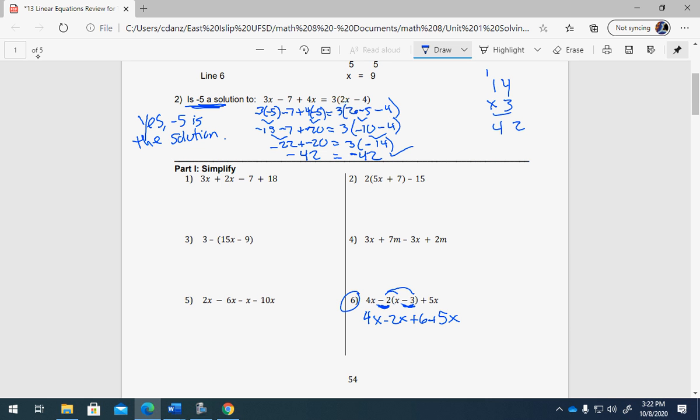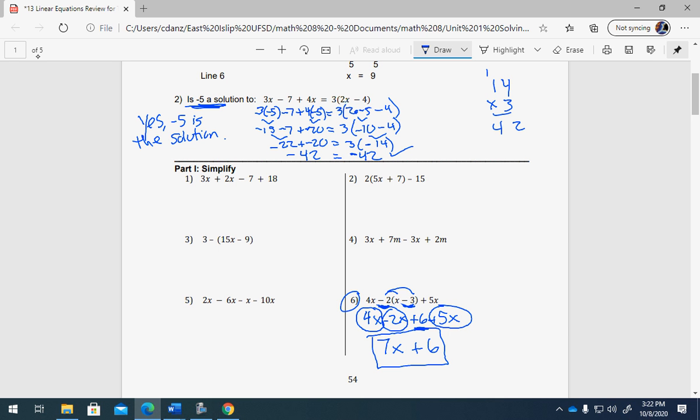And now let's combine like terms. I have 4x, a -2x, and a positive 5x. And if I combine these, I get 7x, right? Because 4 take away 2 is 2, add on the 5, it's 7, so I have 7x. There isn't anything to combine this plus 6 with, so I'll just write it down, and that is my answer.